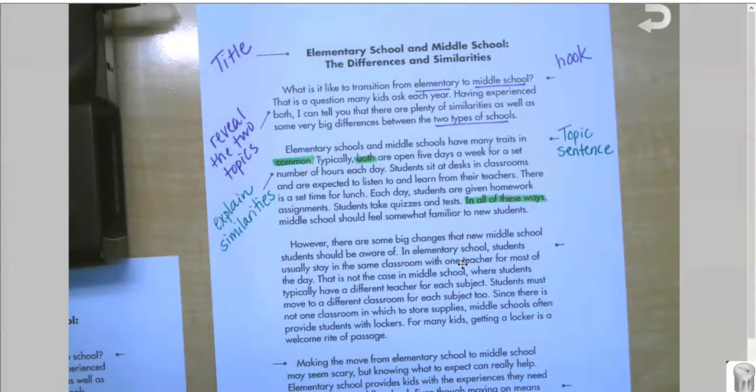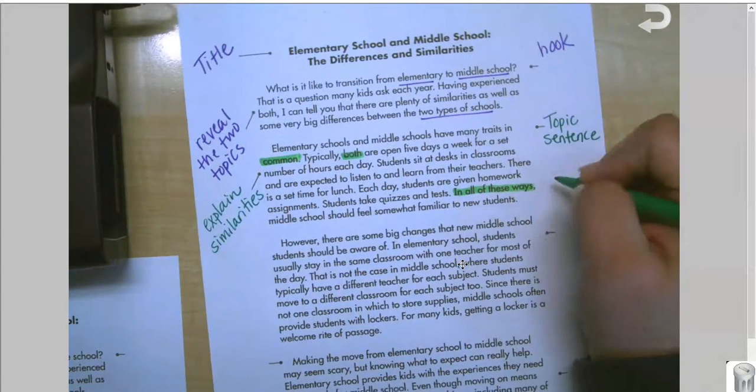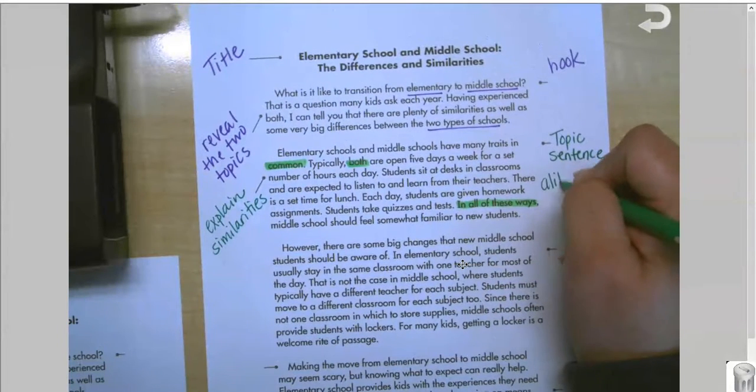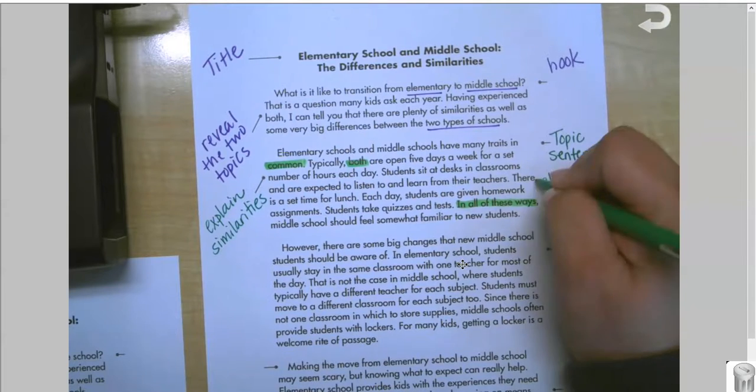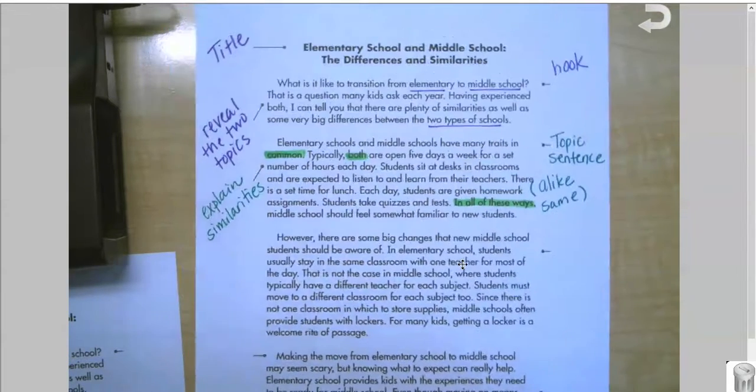Okay. You can also use words like alike, words like same, and remember that there are additional words. Sorry for moving that paper. There are additional words that you can look for in your notes for compare contrast in the power vocab section of your binder that will help you out with some more strong power words for talking about similarities.